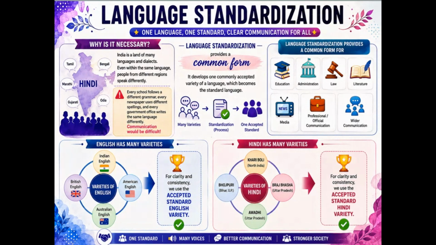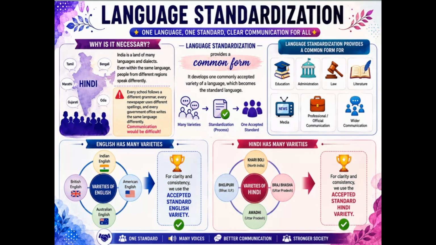In India, we have many languages and dialects. Even within the same language, people from different regions speak differently. We must have observed it. Now, imagine that every school follows a different grammar. Every newspaper uses different spellings and every government office writes the same language differently. Would communication be easy? Probably not. To avoid such confusion, societies gradually develop one commonly accepted variety of a language. This variety becomes the standard language, and the process through which it develops is known as language standardization.